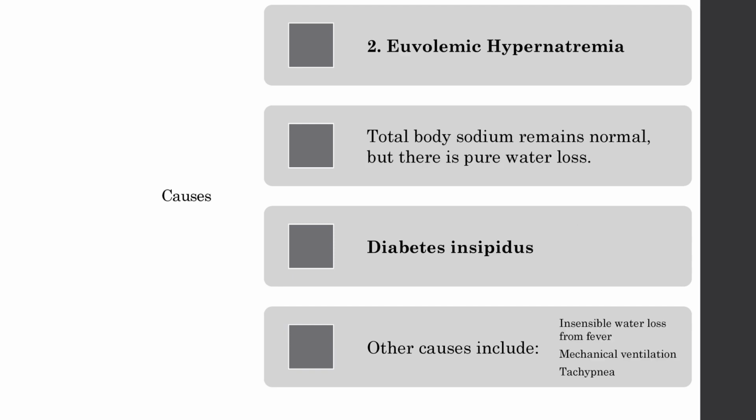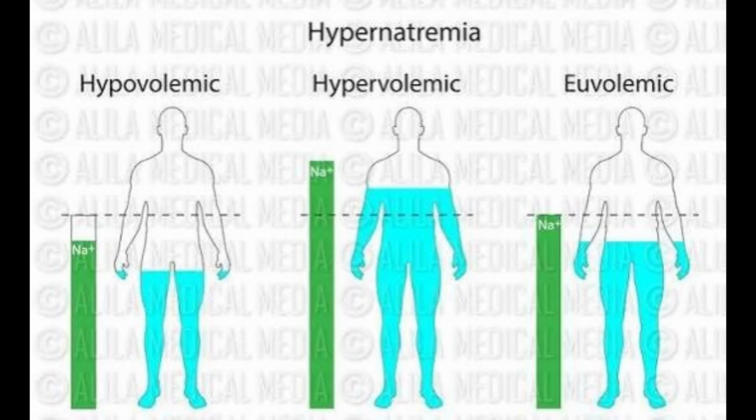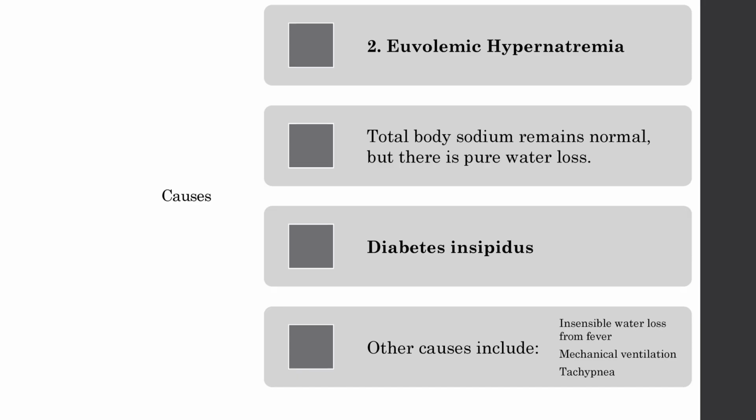2. Euvolemic hypernatremia. Total body sodium remains normal, but there is pure water loss. The most important cause is diabetes insipidus. This may be central diabetes insipidus due to inadequate ADH production or nephrogenic diabetes insipidus due to renal resistance to ADH. Other causes include insensible water loss from fever, mechanical ventilation, or tachypnea.